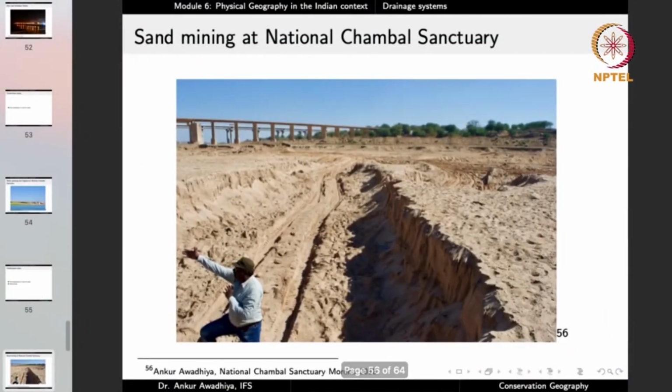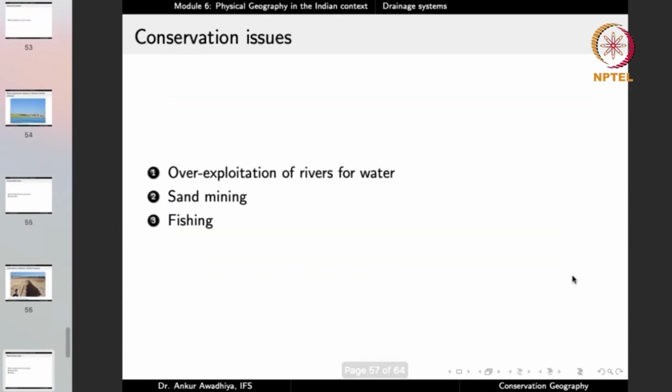Another is sand mining. So you can look at this image. All of this sand has been taken away to be used for construction activities. Even in sanctuary areas, we are finding that people are doing illicit mining. And once this happens, where will the gharials lay their eggs? So, when we talk about species being pushed towards extinction, these are also the factors that are playing a role.